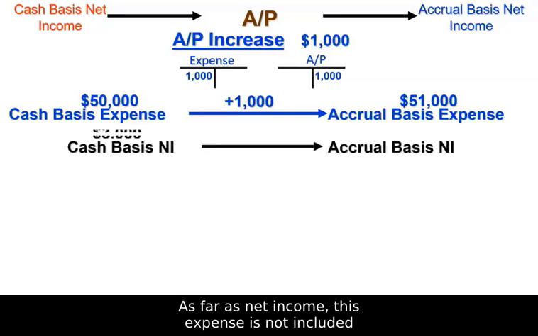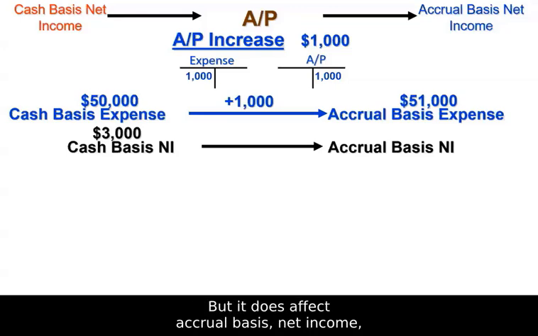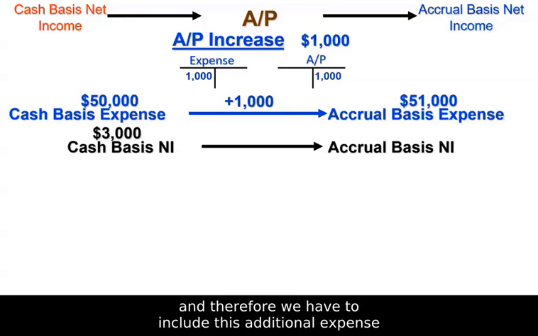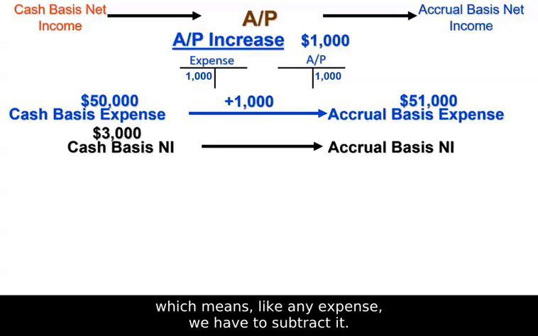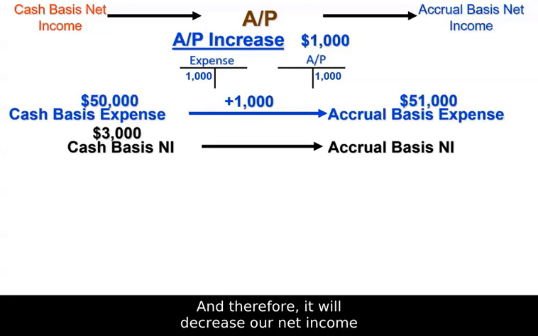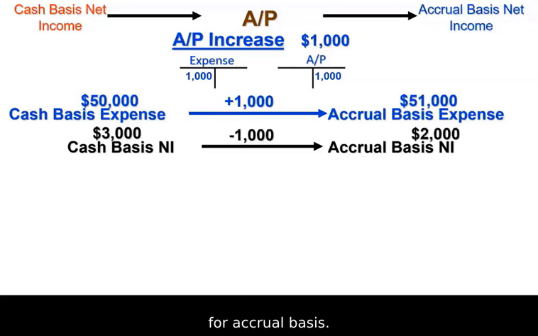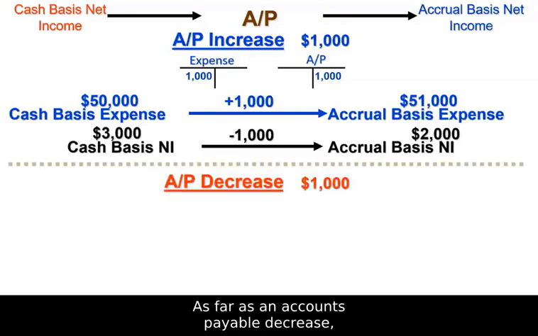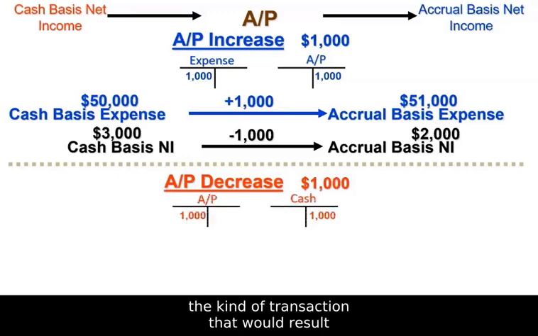As far as net income, this expense is not included in the $3,000 because it doesn't affect cash basis, but it does affect accrual basis net income, and therefore we have to include this additional expense, which means, like any expense, we have to subtract it, and therefore it will decrease our net income for accrual basis, and that gives us our $2,000.